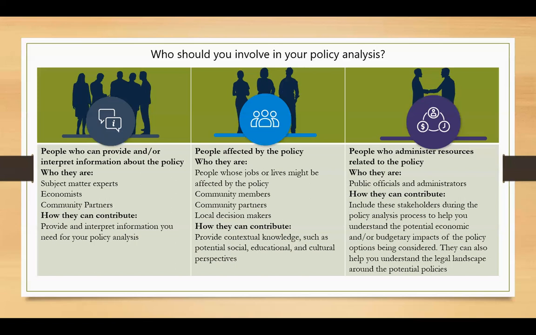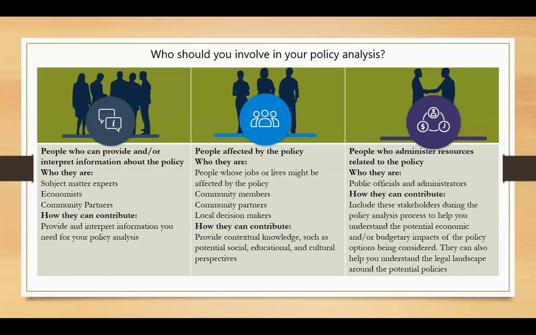Okay? The second group: people affected by the policy. These are people whose jobs or lives might be affected by the policy. Some more community members, community partners, and local decision makers. They're going to be able to give you some of the contextual knowledge, such as potential social, educational, and cultural perspective. More importantly, these are the people, if their lives depend on it, that work for this organization. These are the people that we need to make sure understand why we're doing what we're doing. Okay? And everything goes at the local level.